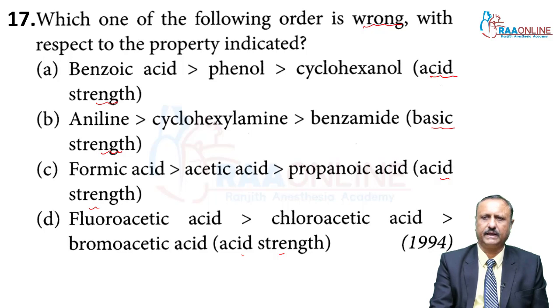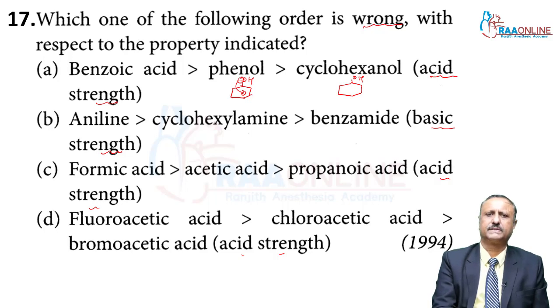Here we can see A: benzoic acid, yes, correct, phenol and cyclohexanol. In cyclohexanol, it is less acidic because resonance is not there, and phenol is more acidic because here resonance is there, lone pair electrons go into the benzene ring. So, it is more acidic than cyclohexanol, and benzoic acid is more acidic than phenol. So, we can see the acid strength order is correct. So, the answer is not A. You can go to the B answer.